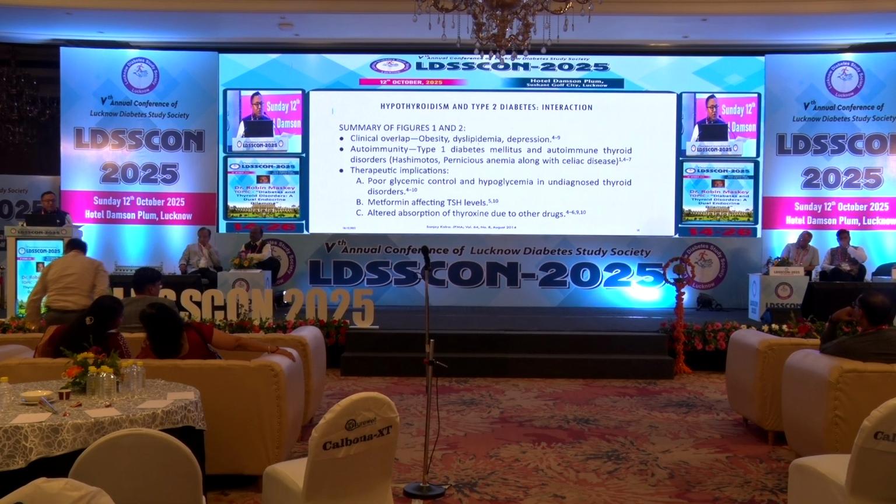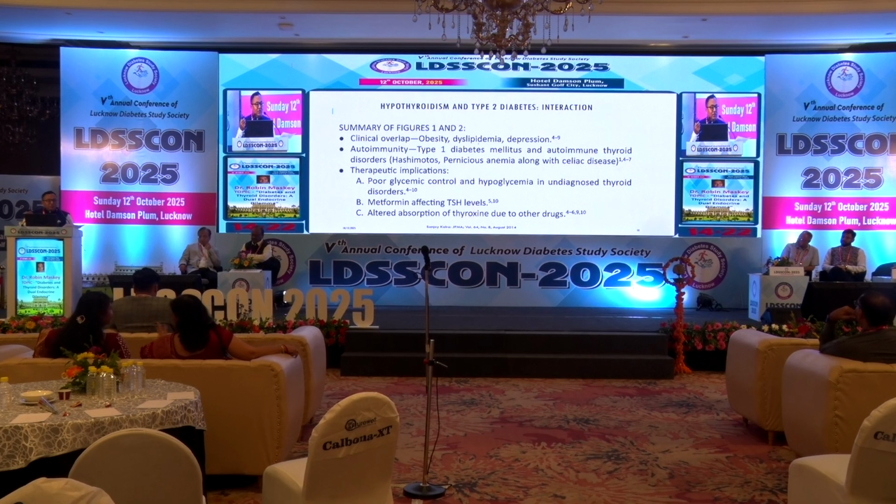So in the summary of both hypothyroidism and diabetes, both have a clinical overlap. Obesity, dyslipidemia, and depression are seen with both hypothyroidism and diabetes. Autoimmunity is seen with type 1 diabetes and thyroid disorder. We can also see poor glycemic control and hypoglycemia in undiagnosed thyroid disorder. And the effect of anti-diabetic drugs on the TSH level is also one of the important factors. It causes a decreased TSH.